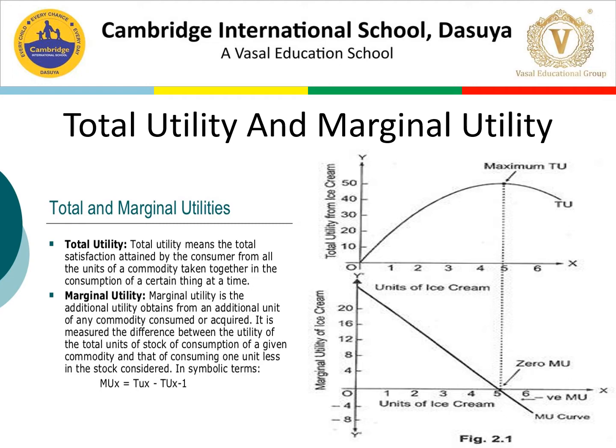Next is marginal utility. This is also a very important concept when we are talking about utility. Marginal utility is the additional utility obtained from an additional unit of any commodity consumed or acquired. It is measured as the difference between the utility of two total units of a stock of consumption of a given commodity, that of consuming one unit less in stock, considered in symbolic terms.